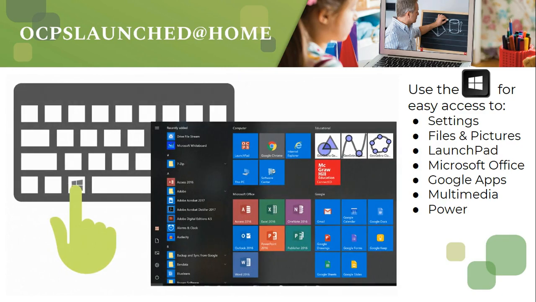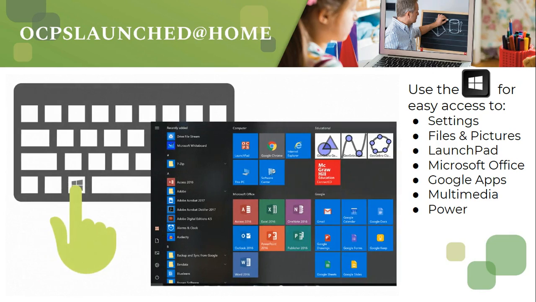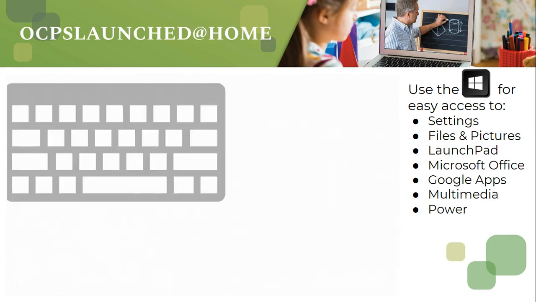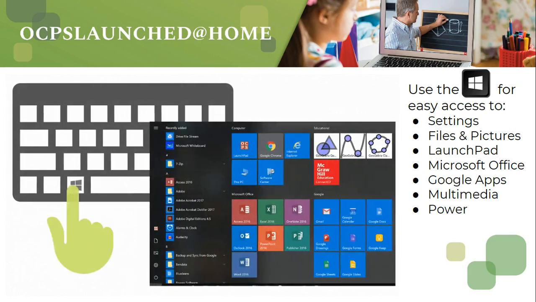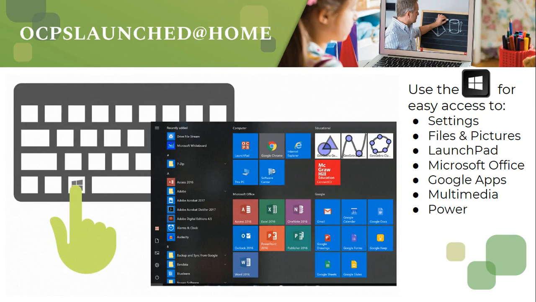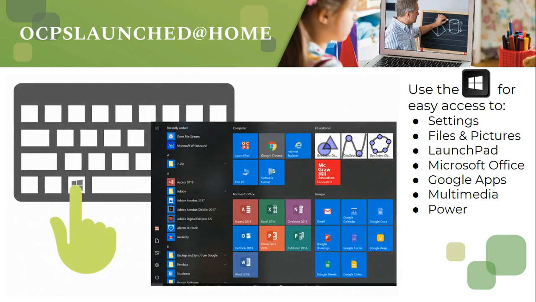The third feature that can save you time is the Windows button. The Windows button on the keyboard or in the bottom left corner of the screen makes it easier to get to special tiles that your student can use as a shortcut to get to LaunchPad, Microsoft Office apps, and all of their Google apps for education. You can also get the computer settings, painting apps, a calculator, sticky notes, and alarms.